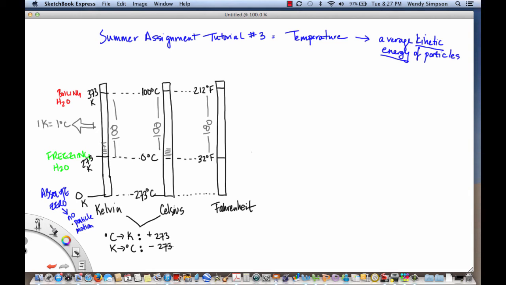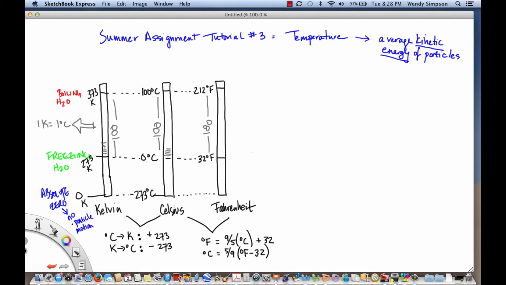However, if we're going from Celsius to Fahrenheit, that's a little weirder. If we want degrees Fahrenheit, this is going to be equal to 9/5 times our temperature in Celsius plus 32. We've got to use a little algebra. And if we want to go from Fahrenheit to Celsius, we want degrees Celsius, that's 5/9 times the quantity, our temperature in Fahrenheit minus 32. That's a quantity here. It's a little bit different from this one.